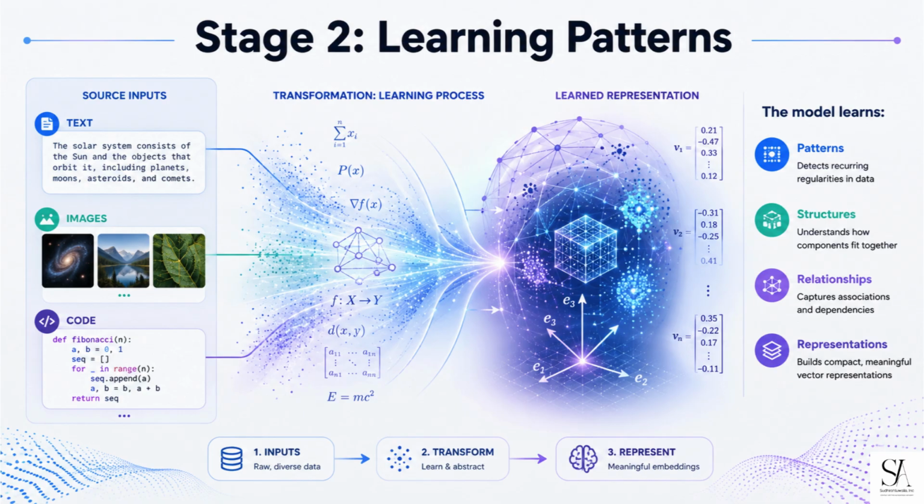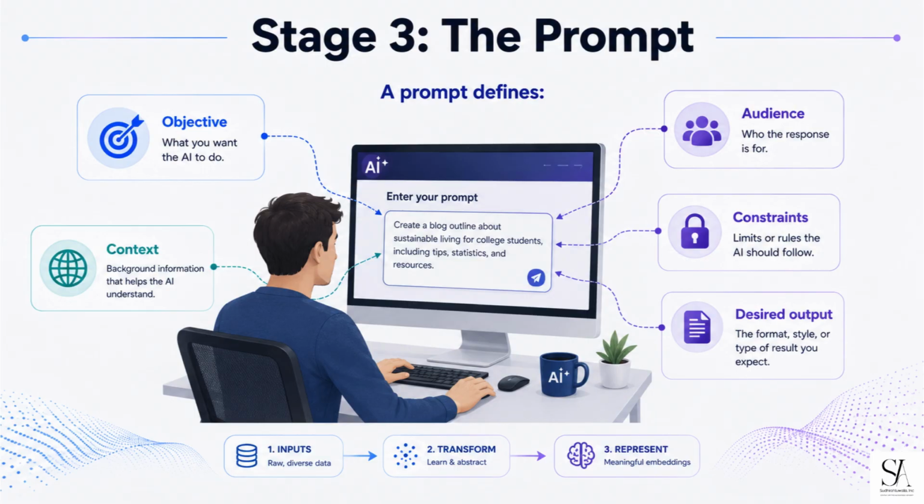It selects a token, adds it to the sequence, and then repeats the process again and again. The response is therefore constructed progressively as generation proceeds. This is very different from retrieving a fixed, pre-written answer from a database. The system is generating a response using learned statistical relationships.